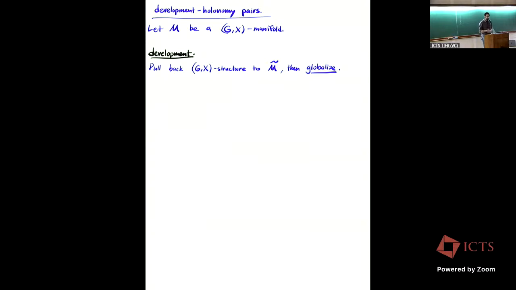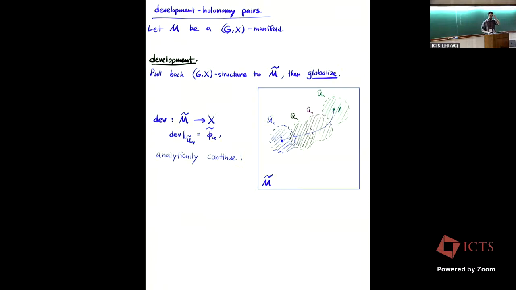So the first thing you do is you pull back the atlas from the manifold M to the universal cover M tilde. The universal covering map is a local homeomorphism, so now you have a nice atlas of charts on the universal cover. And then you produce what's called the development map that globalizes the whole atlas into a single map. How do you do that? Well, you choose any chart in the atlas and declare the developing map on that chart, say U alpha tilde, to be the chart, say phi alpha tilde. So you've defined it on an open set.